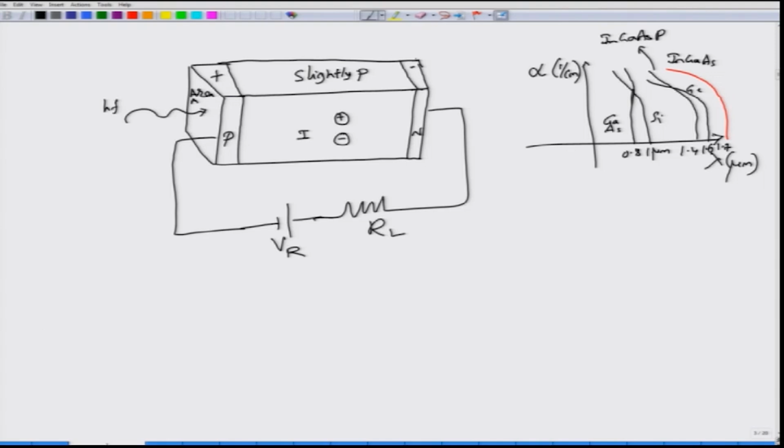If you look at what materials are used for this PIN structure, you can see that there are various materials that are used, right. Each of these materials by themselves can be used for the photodiode circuits. What you have to see is that I am talking about these materials for the intrinsic region, and the P and N covering regions.